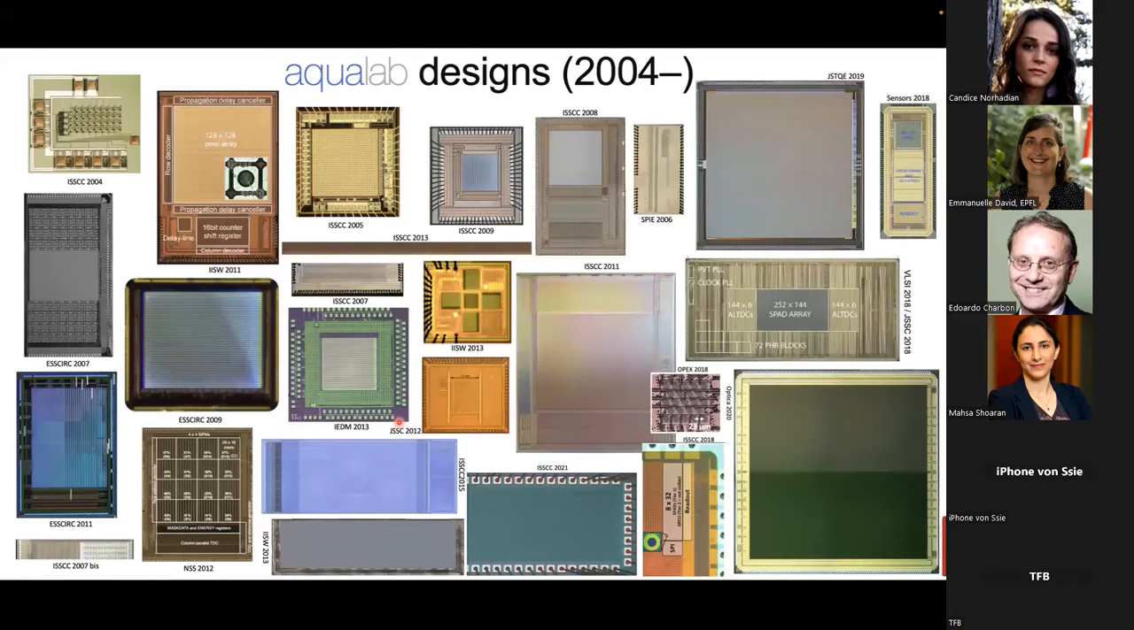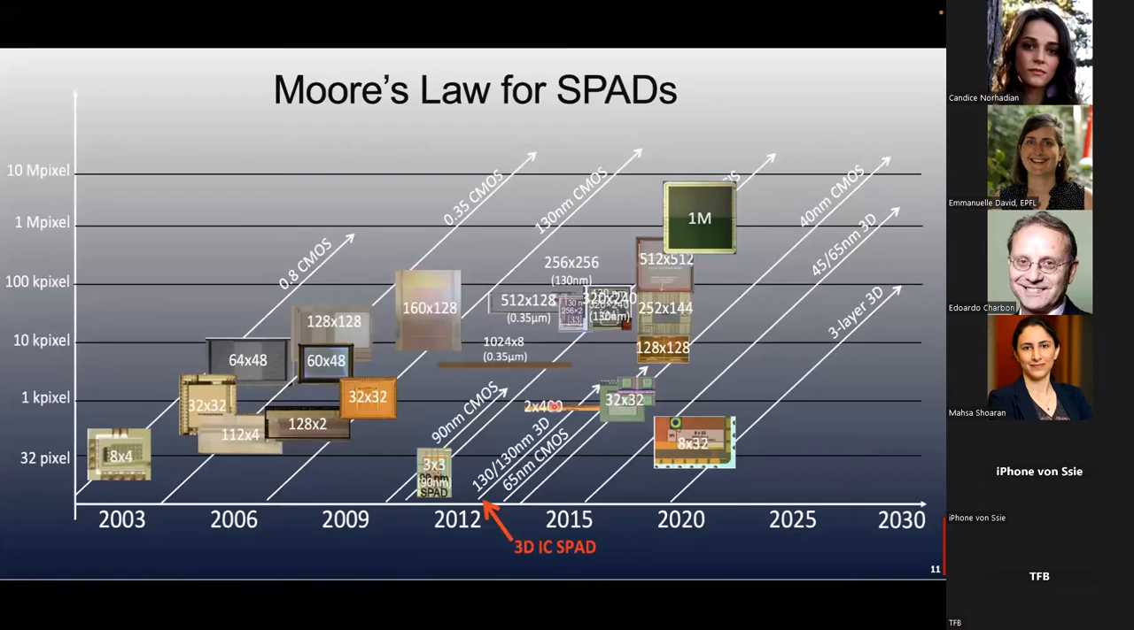This is what the Aqualab has generated over time, starting from the very first 4x8 detector to, very recently, the first megapixel SPAD. But along the way, there have been many different SPADs, SPAD arrays or SPAD imagers for many, many different applications. And we're going to touch upon a few of these applications.